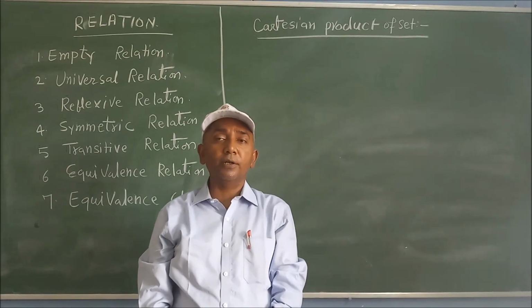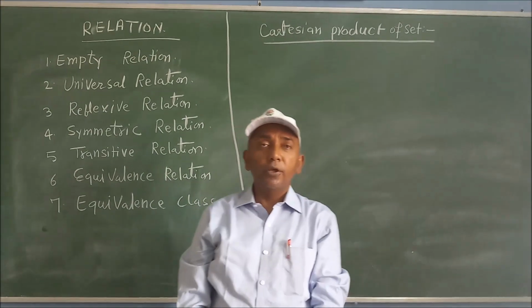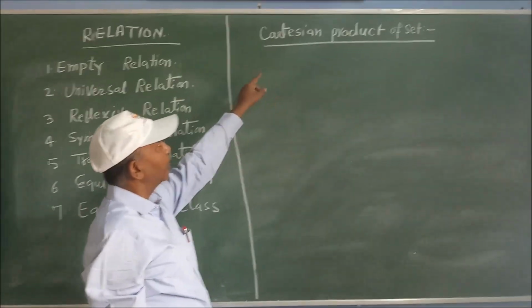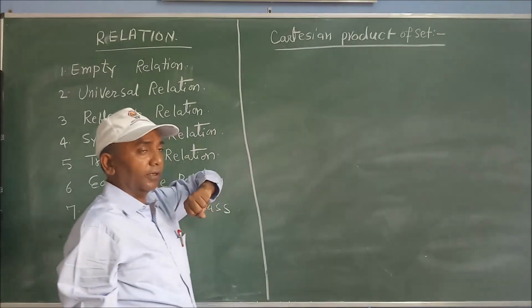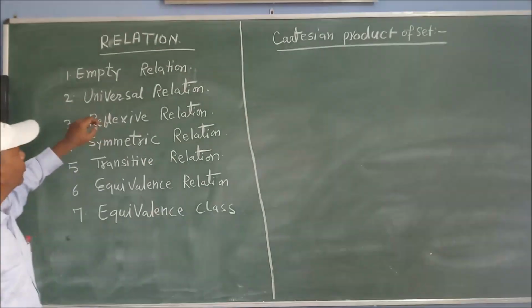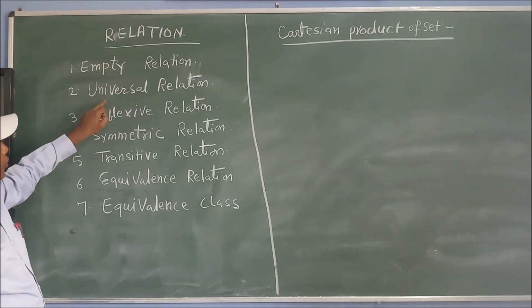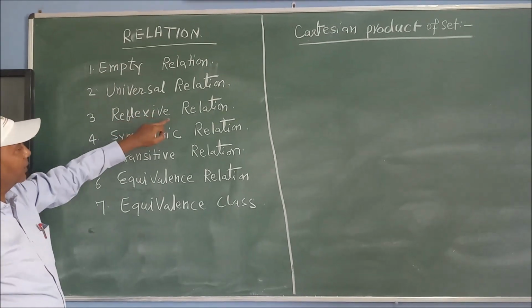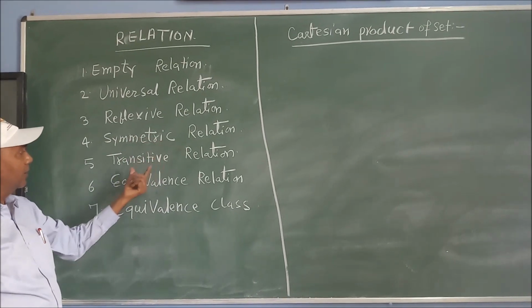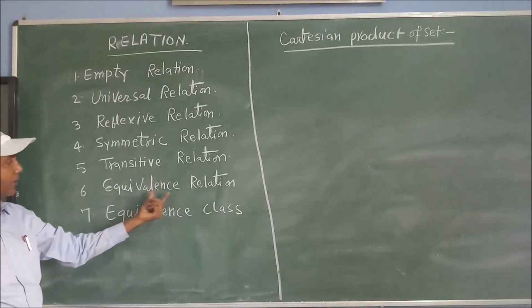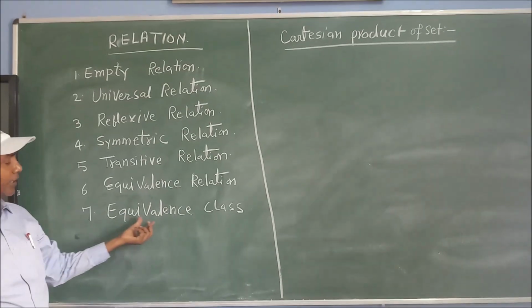Today our topic is relation. I hope in class 11 you have read about Cartesian product of sets. But in 12th class we have to read some different types of relation: empty relation, universal relation, reflexive relation, symmetric relation, transitive relation, equivalence relation, and last is equivalence class.